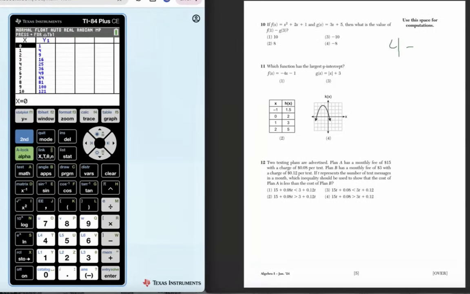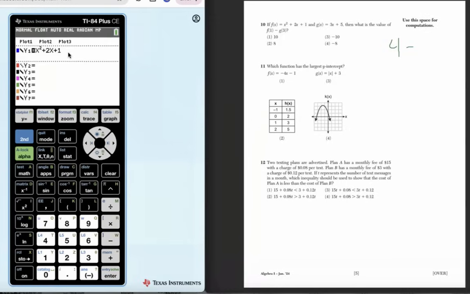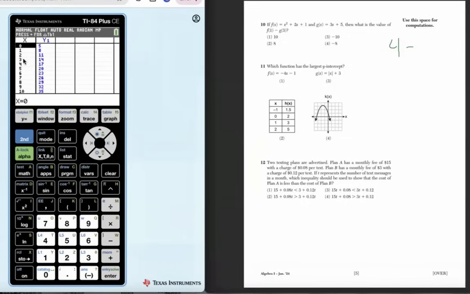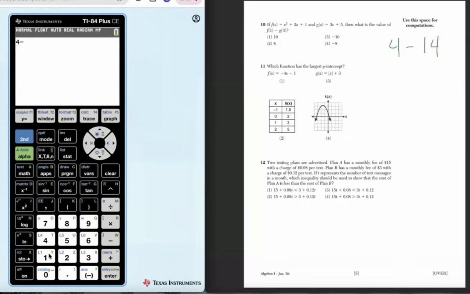Now we need to calculate g of 3. So we can go here and we're going to type in g of x. So we have 3x plus 5. And we're going to go to second graph. So g of 3 is 14. 4 minus 14 is -10. So that's going to be the correct answer.